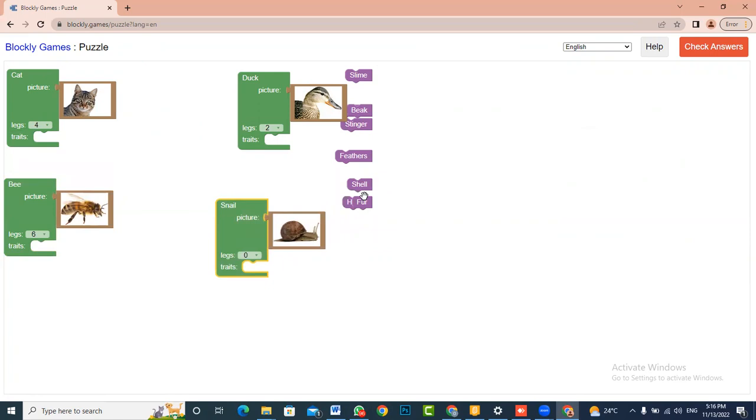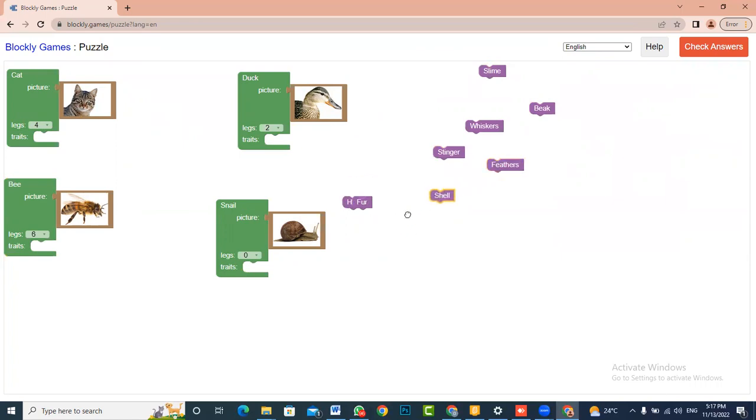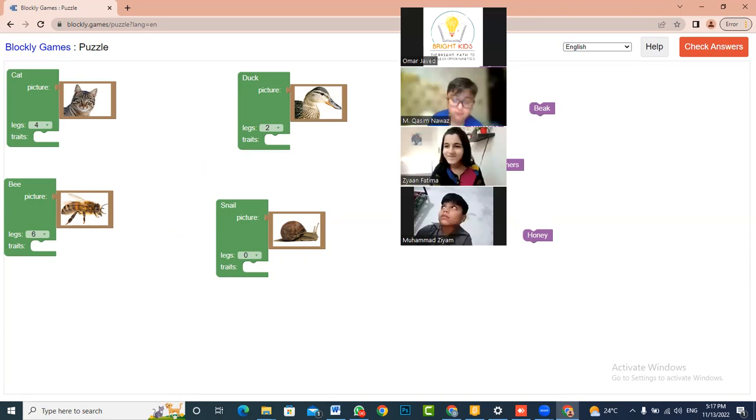Now comes the last thing. The last thing that we have is that we need to get these traits or properties. Tell us something that a cat has, but a duck, a bee, or a snail does not have. So what does a cat have out of these things? Let's try to figure out. Does a cat have slimy skin? No. Does a cat have a beak? No, the cat does not have a beak.